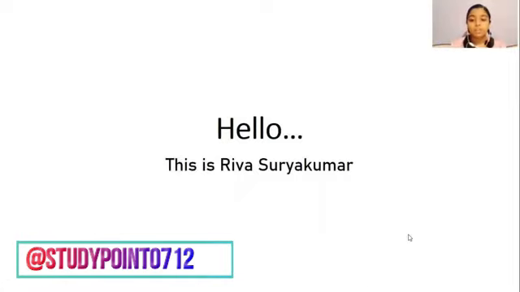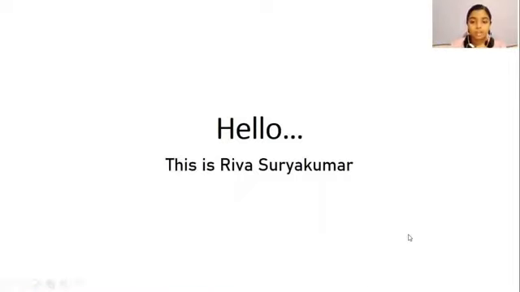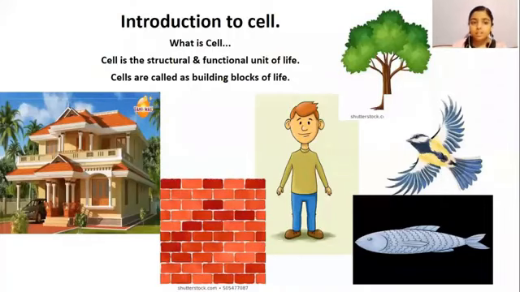And I am going to tell you about my topic, which is from biology, that is cell. So, what is a cell? Cell is the structural and functional unit of life. Cells are also called the building blocks of life because many cells, when they collaborate together, form a living organism.